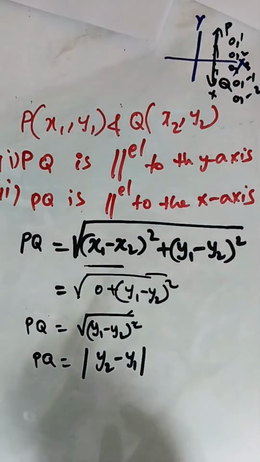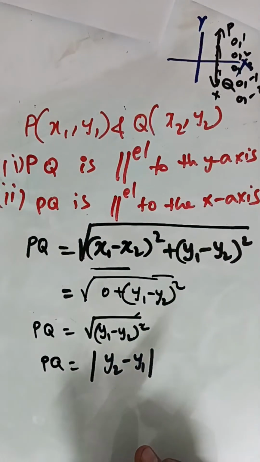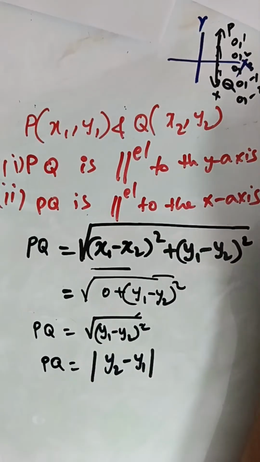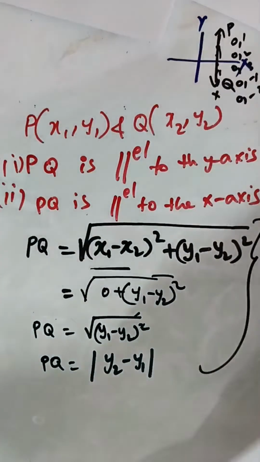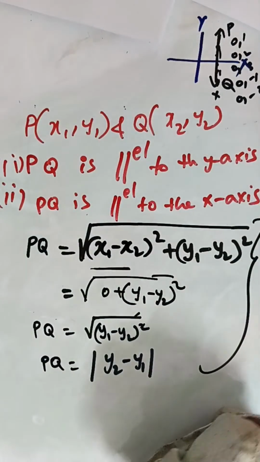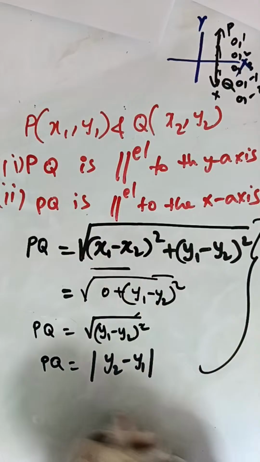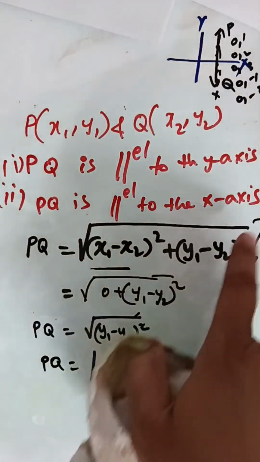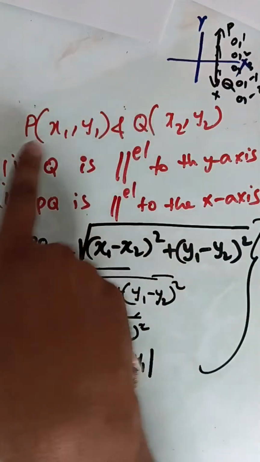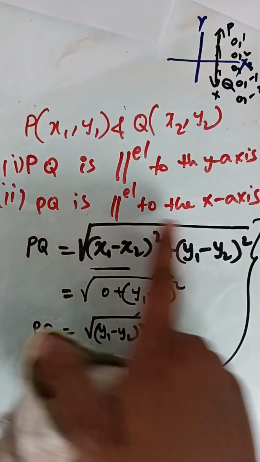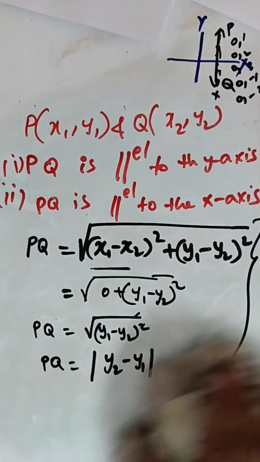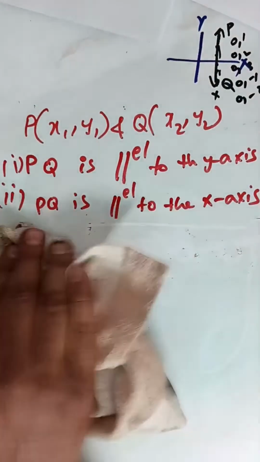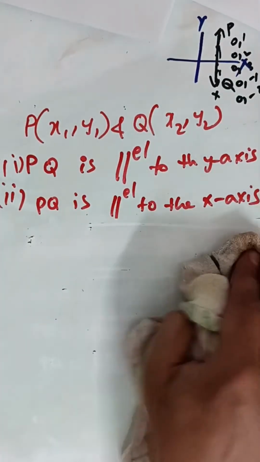Now next, when the line is parallel to the x-axis. I can erase if you understand. Someone can message if you got it, so I can move to the next point. PQ is parallel to the x-axis. What is the formula when these two vertices are there and PQ is parallel to the x-axis? Okay, no one is answering, no one is commenting, so let me remove it and go for the second point.